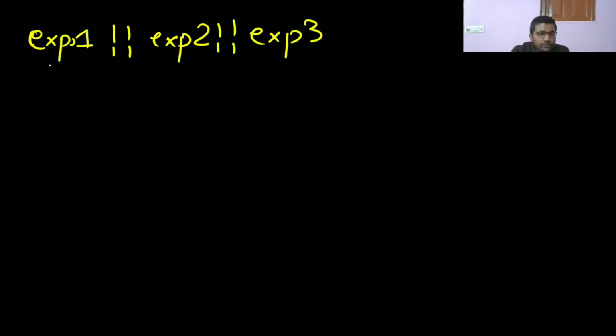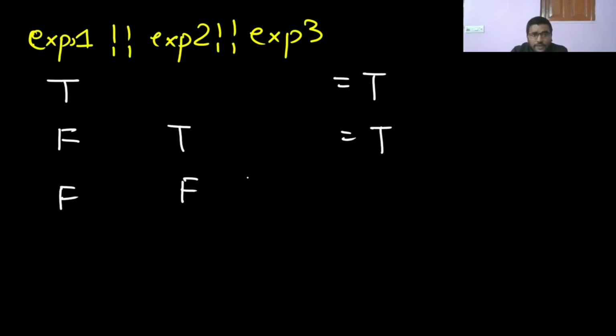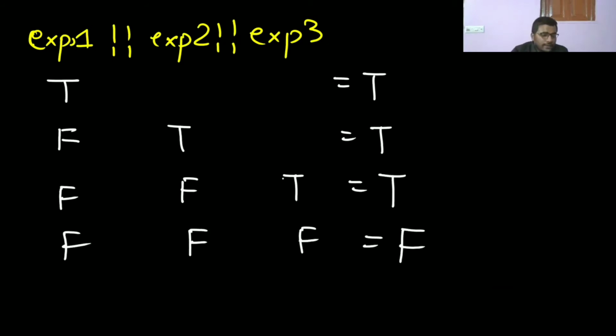If this is true, no need to execute the other two. Why? Because if any one of them is true, our answer is true, because it's OR. If it is false, then I will go to the next. If it is true, the answer is true. If it is false, and again false, and then true, our answer is true. And if it is false, and also false, and also false, then our answer is false. Am I clear? Because it's OR, any one of these.